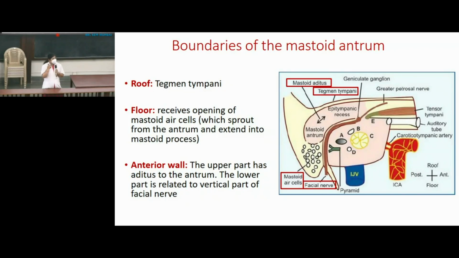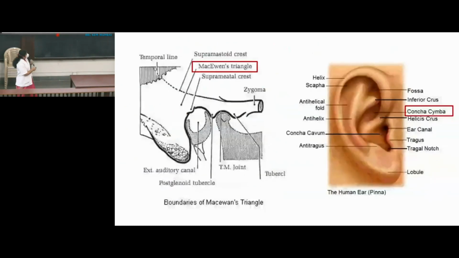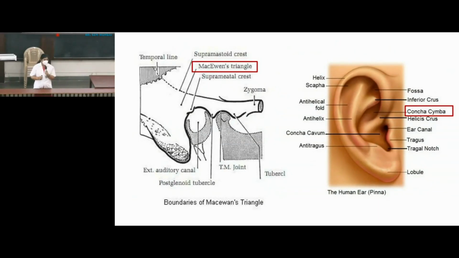So if you see the external aspect of the ear, you will be able to see this part, just above the opening of the external auditory meatus. This part is the area which is used for localization of the mastoid antrum. Okay, so in living anatomy, you should be able to demonstrate the region of the mastoid antrum by locating the suprameatal triangle. This is one important part.